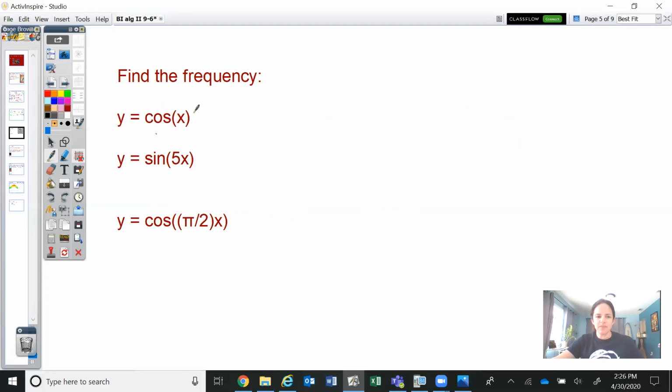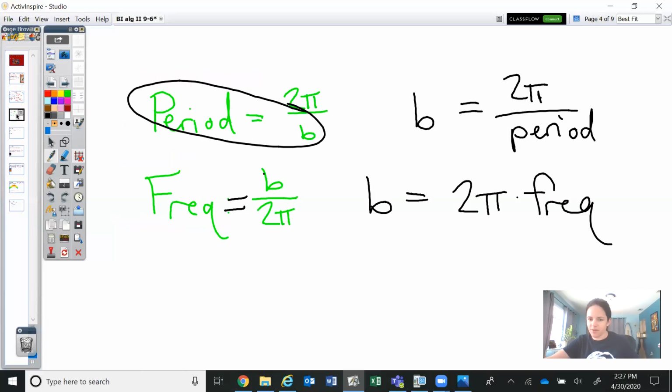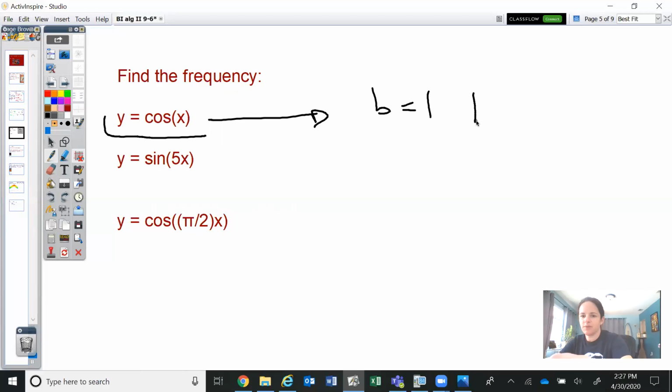Some of the examples that you would need to do just give you an equation and they say find the frequency. So you know the B value in each case, and so you would find the frequency. For instance, I'll do this first one for you. In the first one, the B value is 1. And I know from hopefully the notes that you're taking that frequency is B divided by 2 pi. So the frequency would be 1 divided by 2 pi would be the exact frequency.